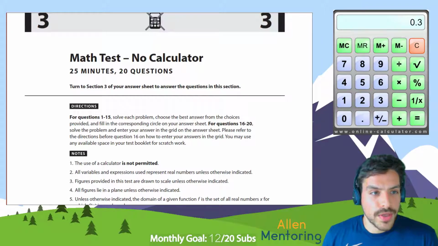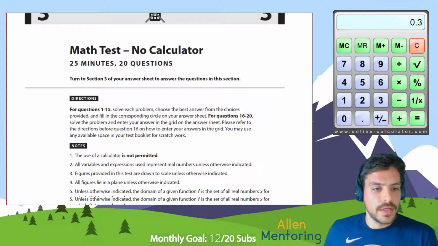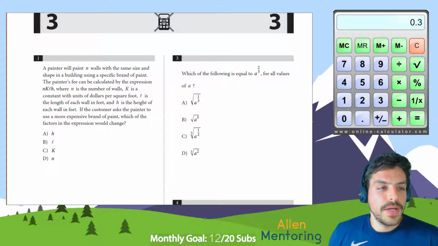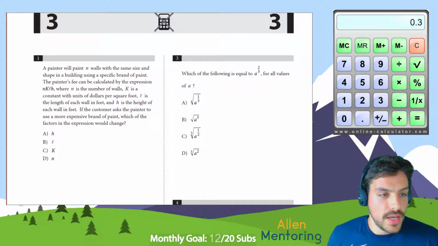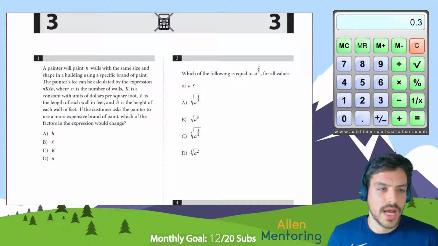All right, so I'm working through practice test 3, the no calculator section. So let's get started. Number 1, a painter will paint N walls with the same size and shape in a building using a specific brand of paint. The painter's fee can be calculated by the expression NKLH, where N is the number of walls, K is a constant with units of dollars per square foot, L is the length of each wall in feet, and H is the height of each wall in feet.